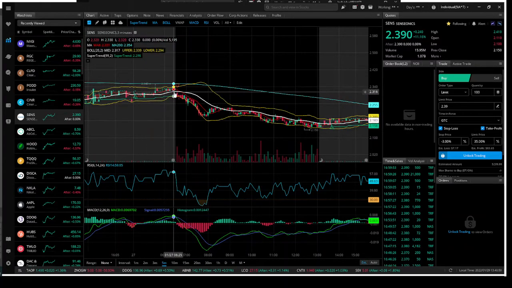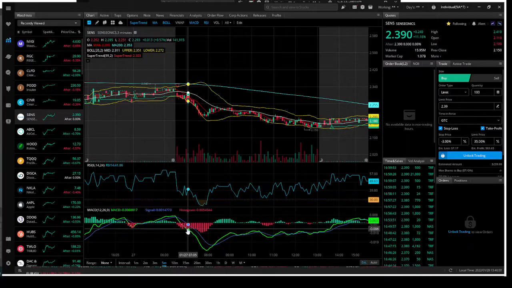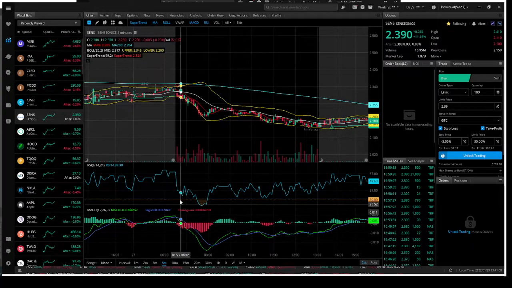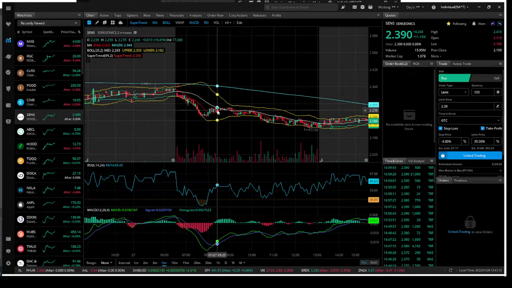So then a short signal comes up, and that short signal is actually confirmed by MACD, really strong. You see the green one just went below the blue, and that short just kept riding on.